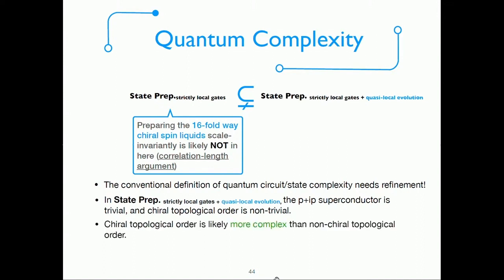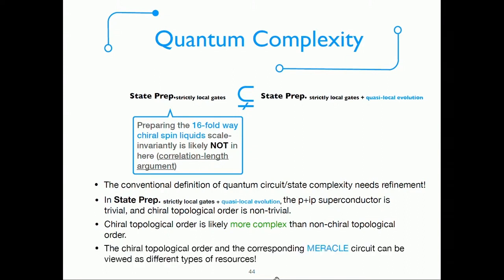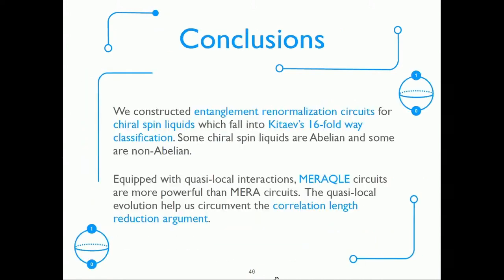We also know that because this class is strictly smaller than this class, the chiral topological order is likely more complex than the non-chiral topological order. I think it is likely that we only have a no-go argument, but not a no-go theorem. If you prove that, then you can prove this is exact. So the chiral topological order and the corresponding MERA circuits can also maybe be viewed as different types of resources.